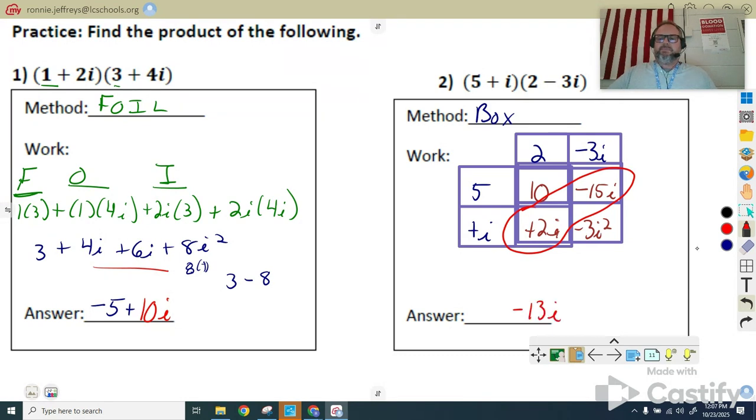On the other end of the spectrum, we're going to have 10, and we know negative 3 times negative 1 becomes a positive 3. So what's 10 plus 3? 13.